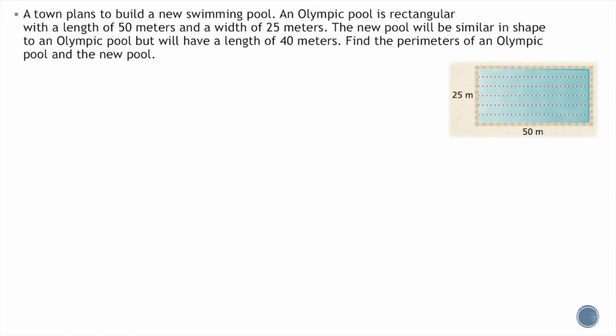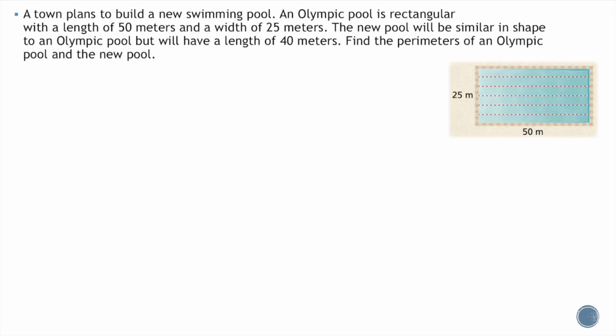Now let's take a look at how to find the perimeter of two similar polygons. We'll use an example of a pool and an Olympic-sized pool. So an Olympic-sized pool has a length of 50 meters and a width of 25 meters. And the new pool that's going to be made is going to have a length of 40 meters.